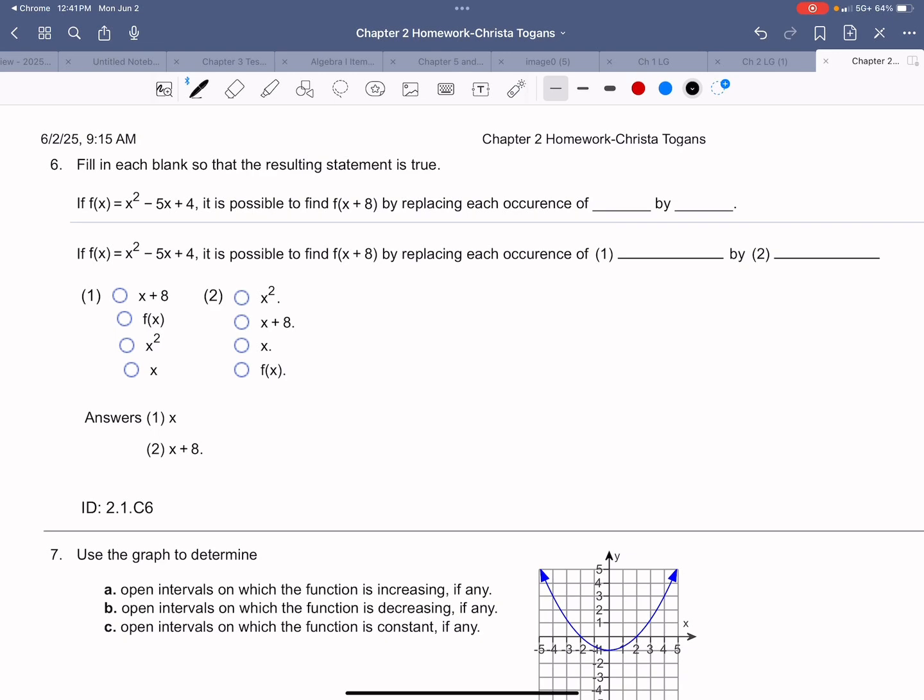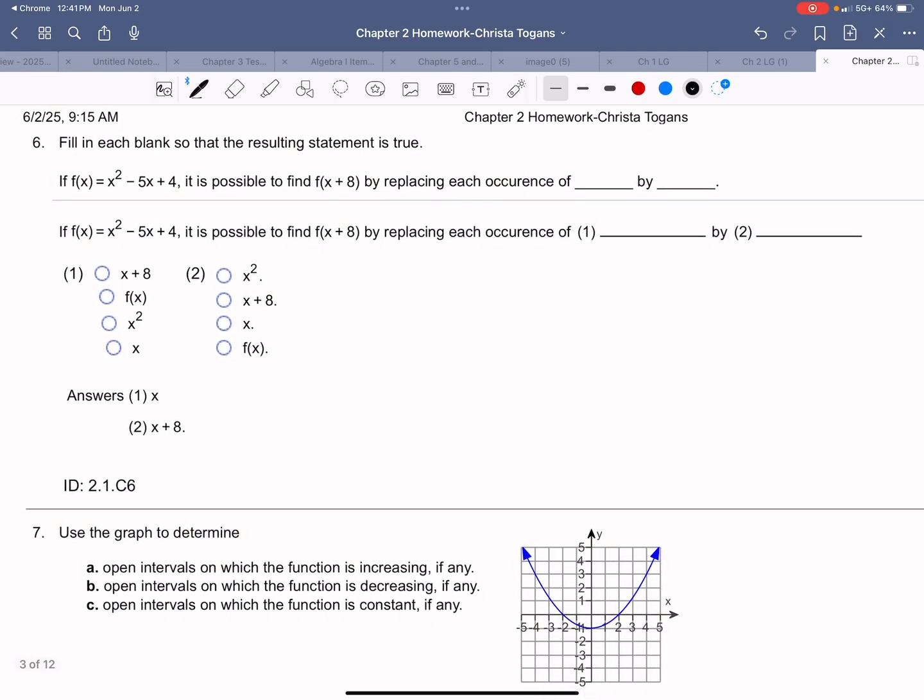And then for this one, we are just replacing everything where you see x. We're replacing x with x plus 8. So you're just filling in the blank again. Or sorry, replacing x. So you see here x with x plus 8. Okay.